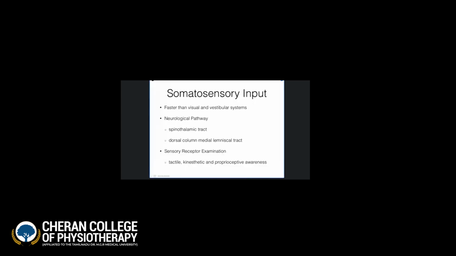And then the somatosensory input, which is called a neurological pathway. So you get the sensory input from here. One is the visual input, the second is the somatosensory input.